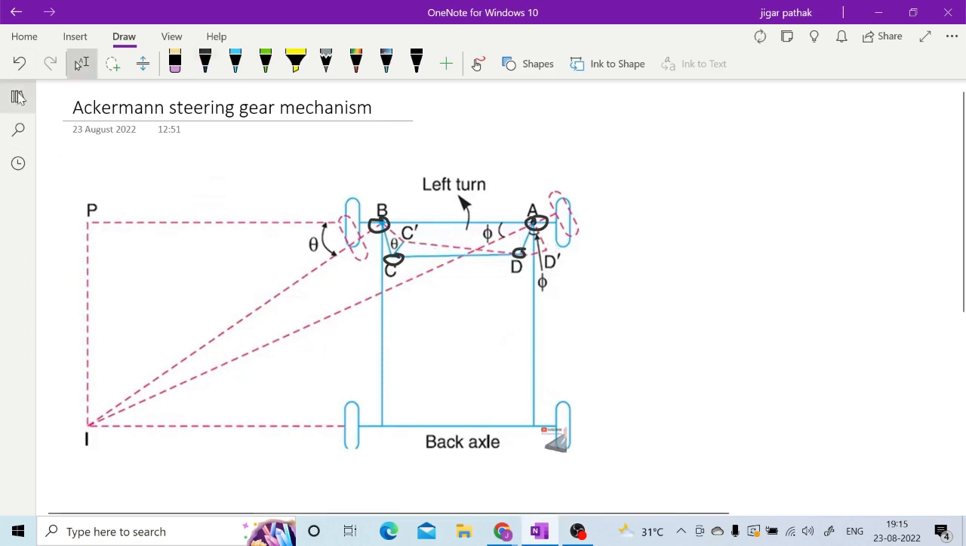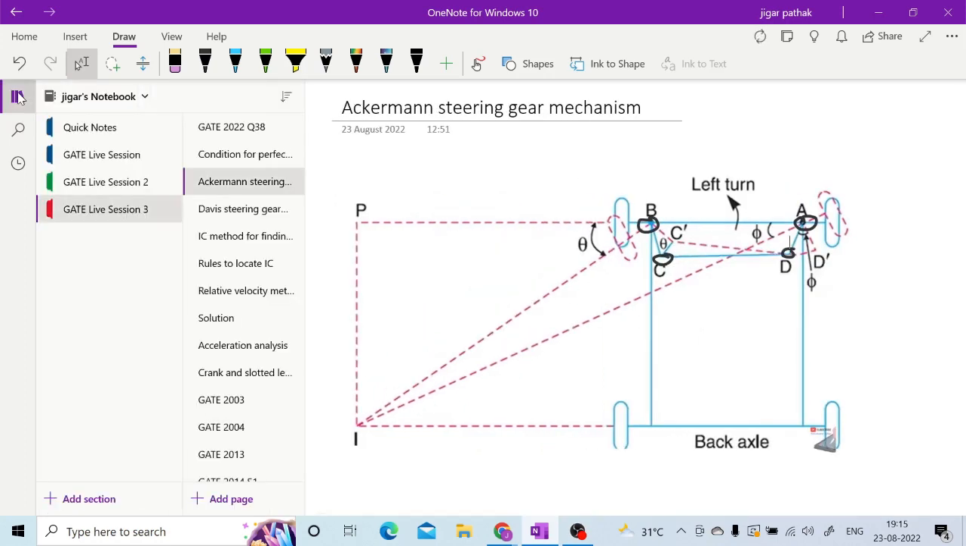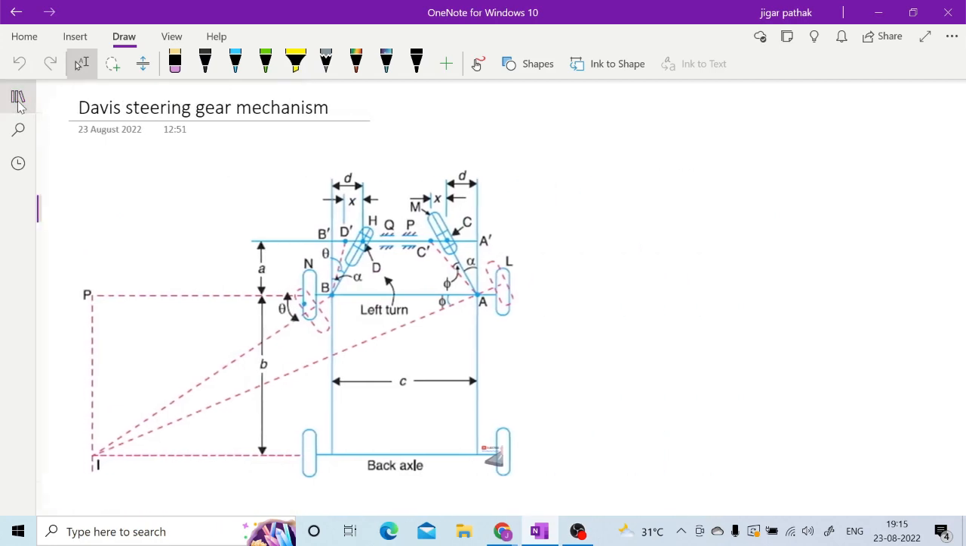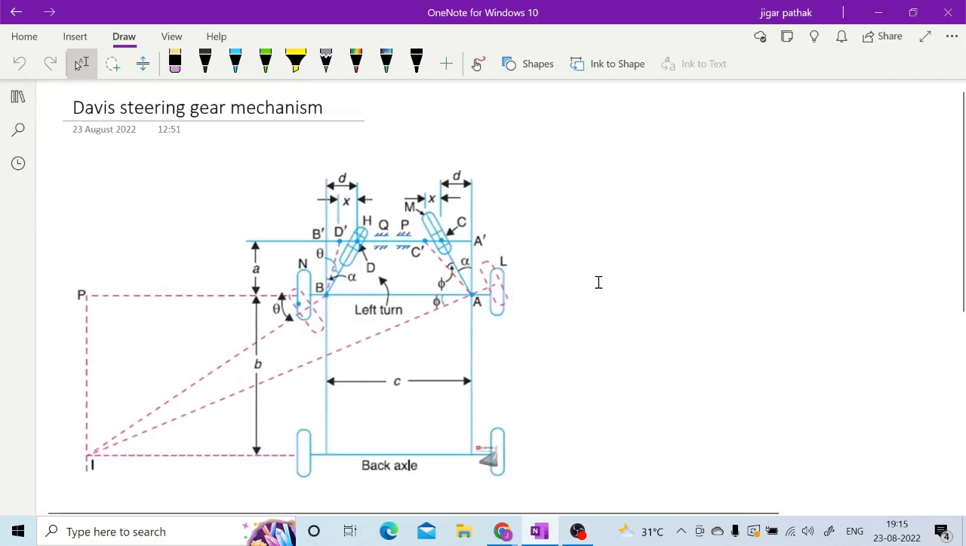Yes. Sir, I have one doubt regarding turning pair mechanism. Can we discuss it at the end? Okay, sir. Okay.